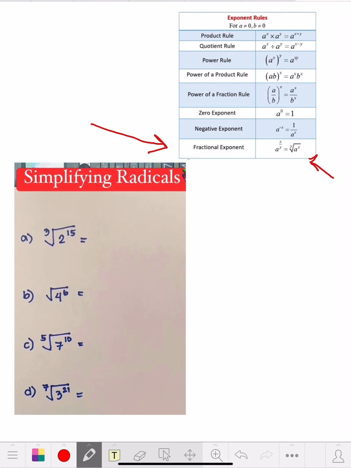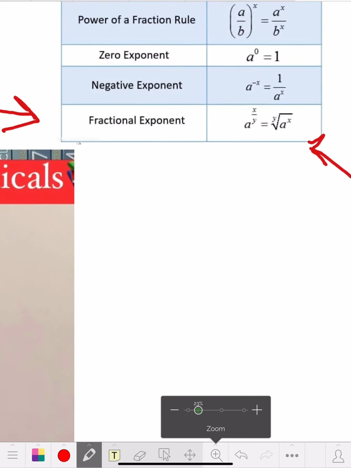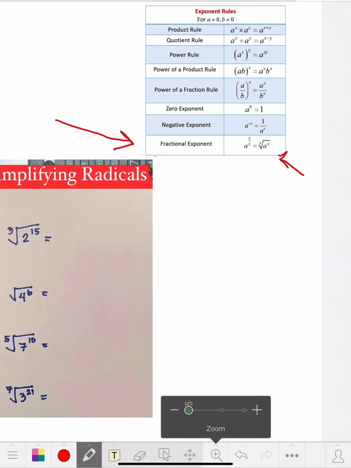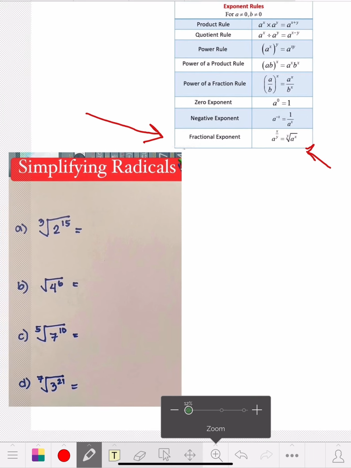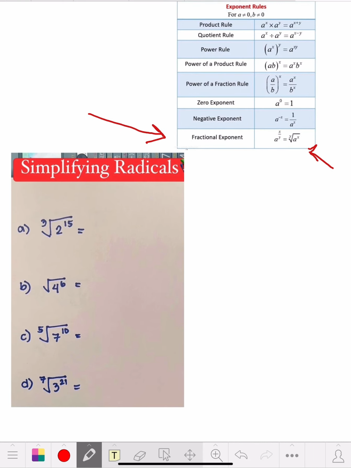Let's see. So what we want to do here, okay, we want to take the 15 and make it the numerator. So we go 2 to the 15th, we make the 3 the denominator. And hey, can we break this down even more? Can we reduce this? 15 over 3? Of course we can. We know the 3 goes into 15 5 times. So now we have 2 to the 5th power.